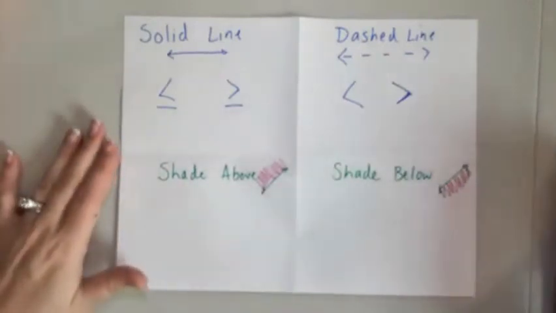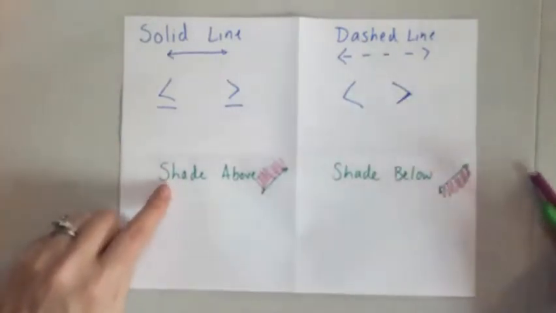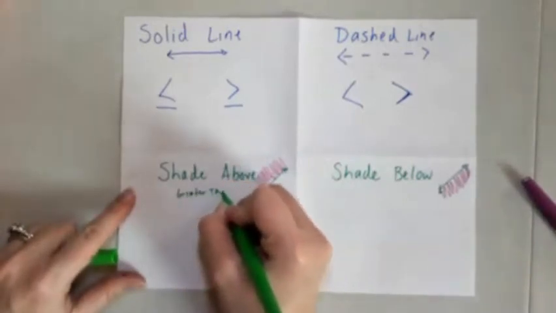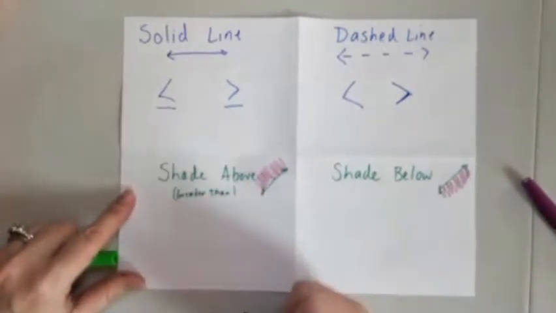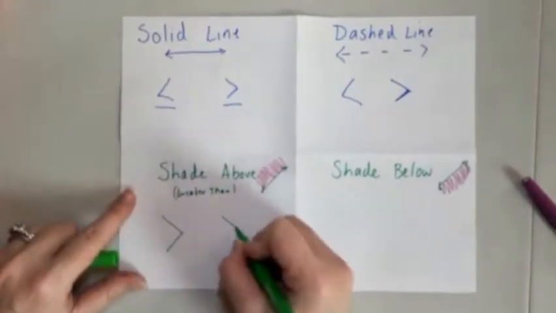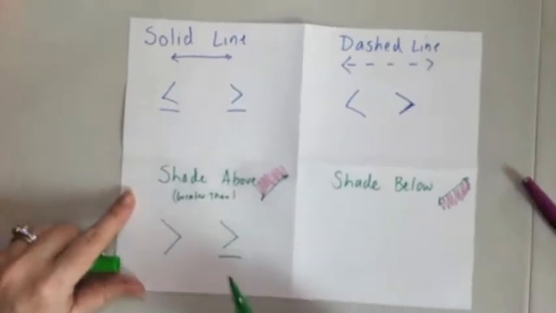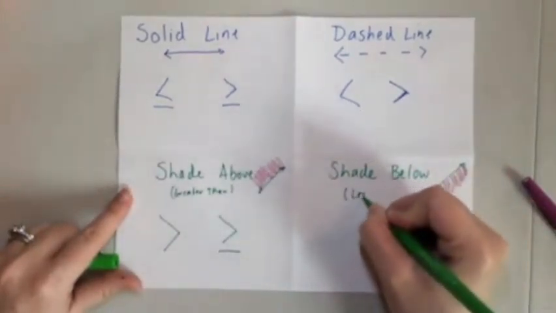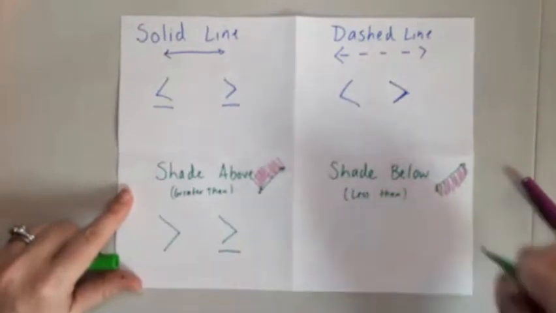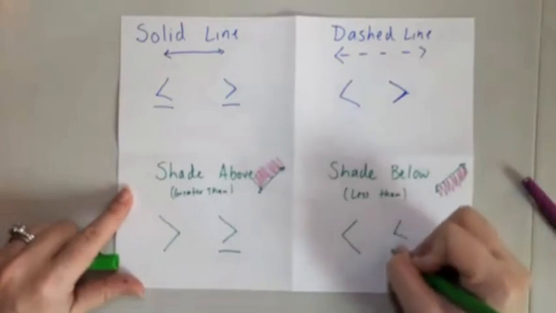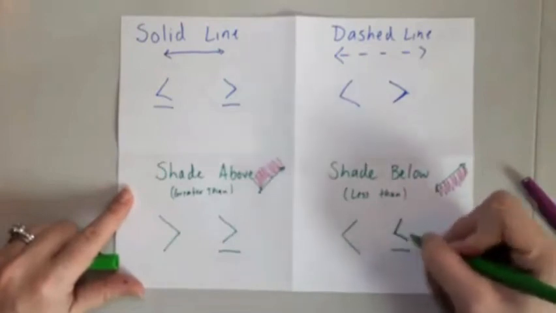All right, which symbols do we use? Well, shade above, those go with the greater than symbol. So I'm going to write the words greater than right below. So those are the 2 symbols, the regular greater than and the greater than or equal to, where you'll shade above. Shading below, that goes with the less than symbol. So I'm going to do the regular less than and then the less than or equal to.